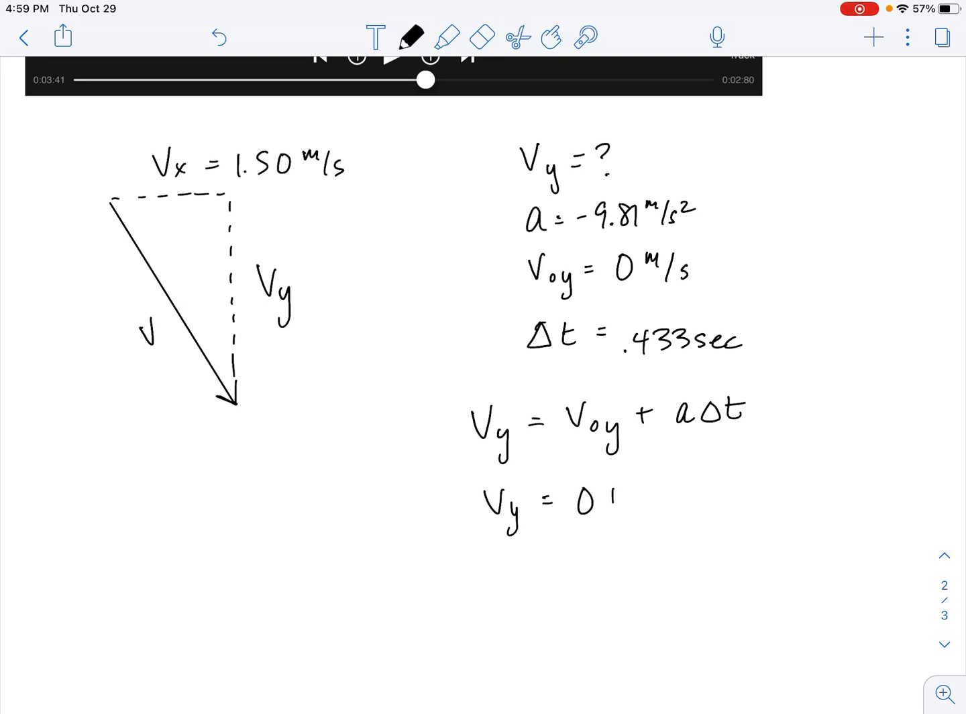And I'll plug in the values that I have: 0 plus negative 9.81 meters per second squared times 0.433 seconds. And I'll multiply that out. And I get 4.24, actually negative 4.24 meters per second. And that's correct.